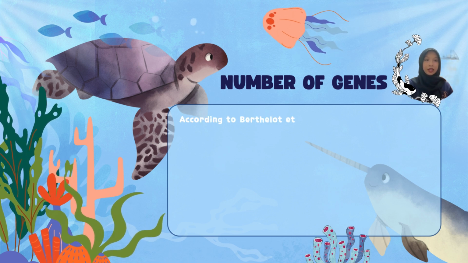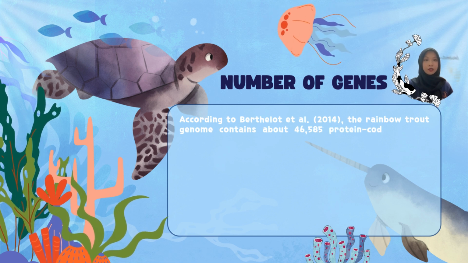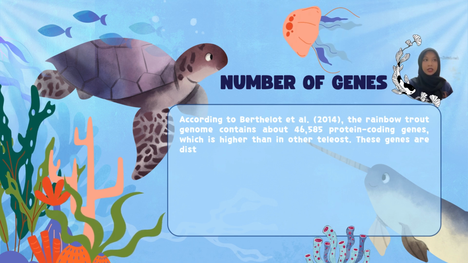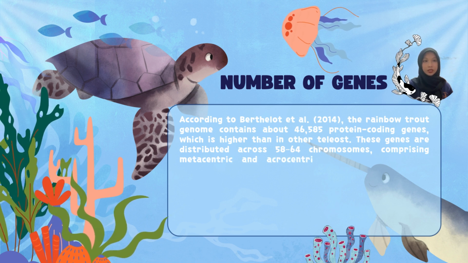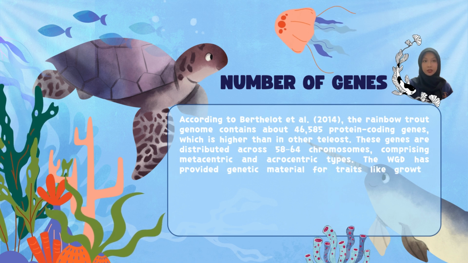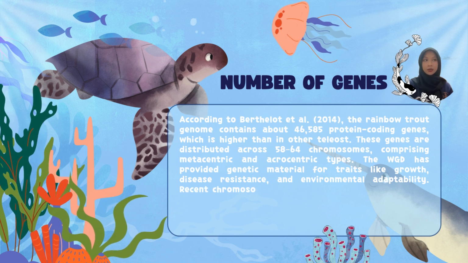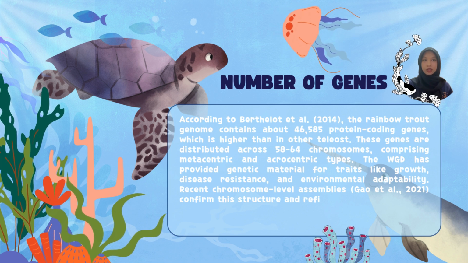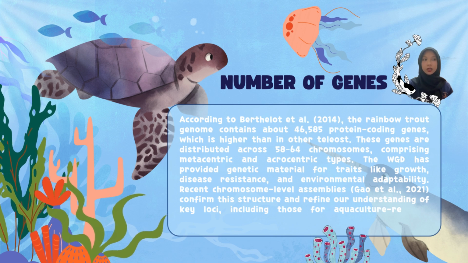According to Berthelot et al. 2014, the rainbow trout genome contains about 46,585 protein coding genes, which is higher than in other teleosts. These genes are distributed across 48 to 64 chromosomes comprising metacentric and acrocentric types. The WGD has provided genetic material for traits like growth, disease resistance, and environmental adaptability. Recent chromosome level assemblies confirm this structure and refine our understanding of genes, including those for aquaculture relevant traits.